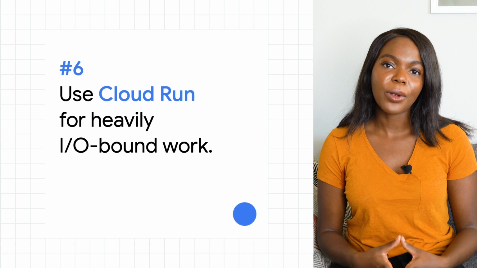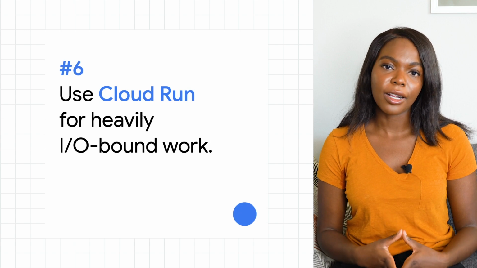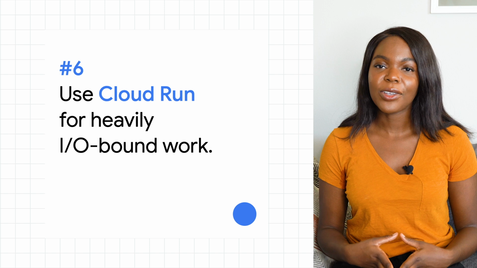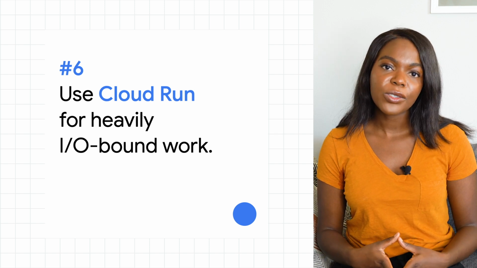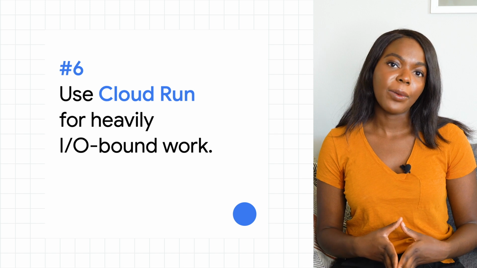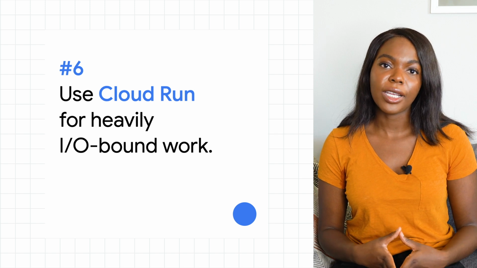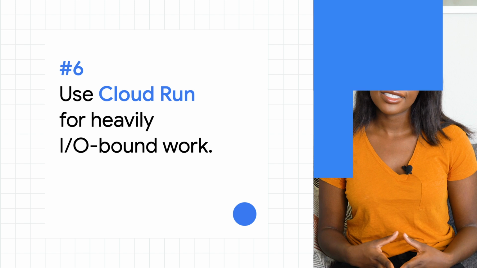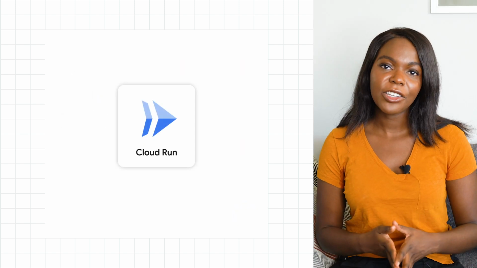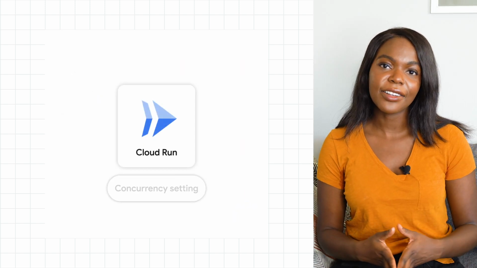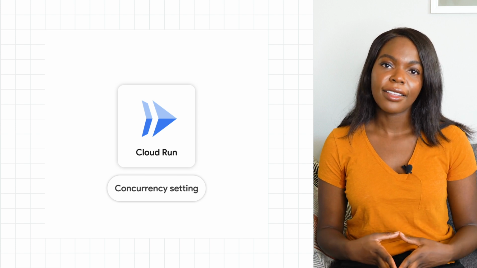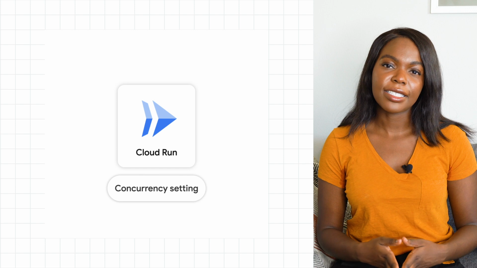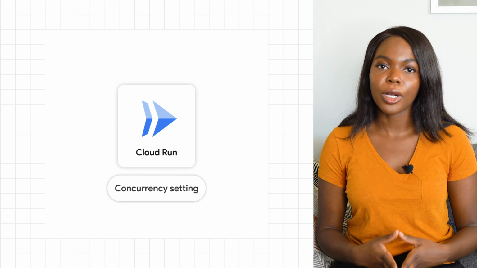And finally, our last tip. Use Cloud Run for heavily I/O-bound work. One of the most expensive components of infrastructure is compute cycles. When your serverless workload is just waiting for a remote API call or waiting for files to read, these are billable moments. Cloud Run, a managed platform for running stateless containers, lets you specify how many concurrent requests it can handle. This can mean big increases in efficiency for I/O-bound workloads.